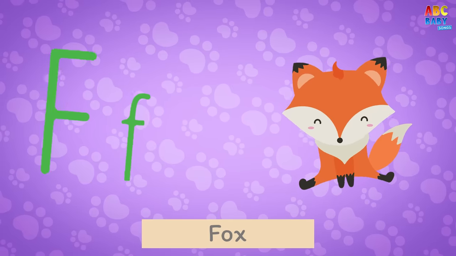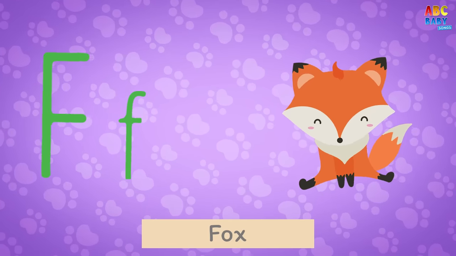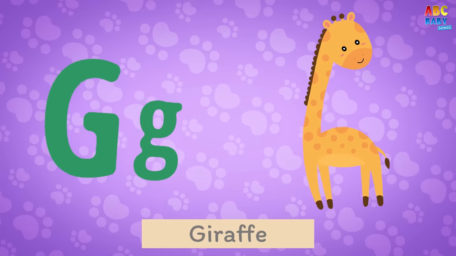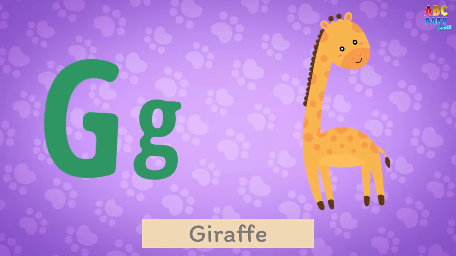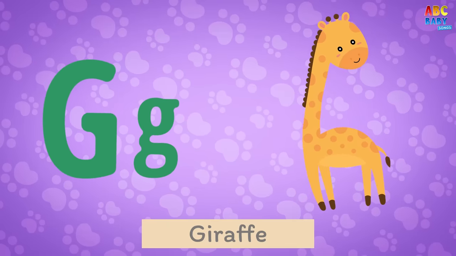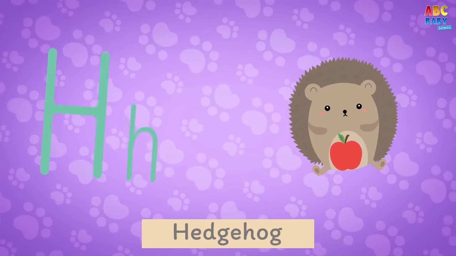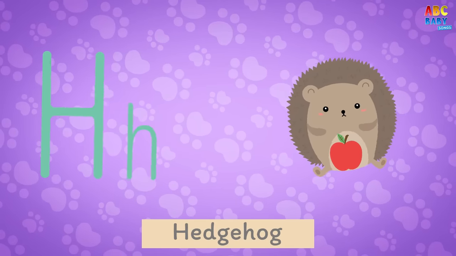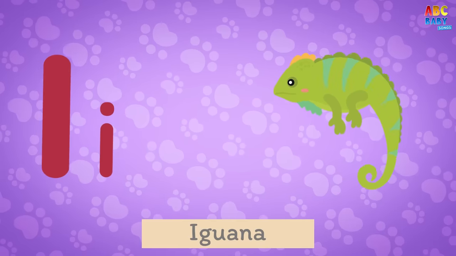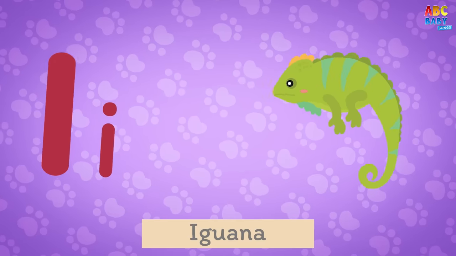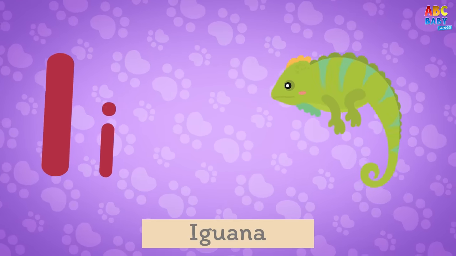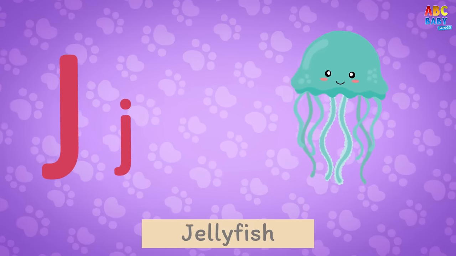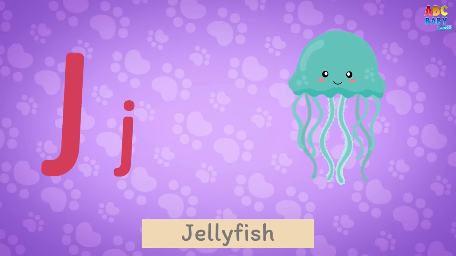F is for fox. F, fox. G is for giraffe. G, g, giraffe. G, giraffe. H is for hedgehog. Ha, ha, hedgehog. H, hedgehog. I is for iguana. I, I, iguana. I, iguana. J is for jellyfish. J, j, jellyfish. J, jellyfish.